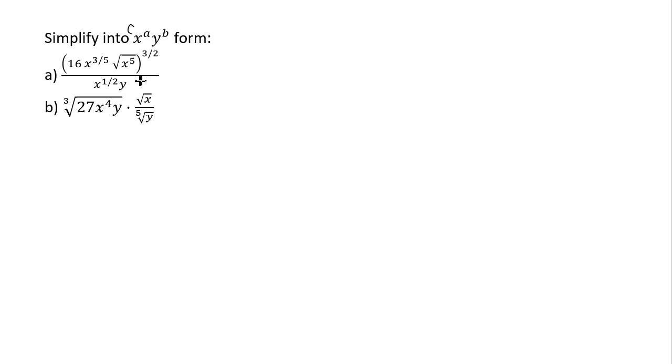Okay, so with these formulas in mind, let's try to simplify one by one. So let's work on the first one. So recall that 16 is 4 squared, or 2 to the 4th power is also possible. Let's just write 4 squared. X to the 3/5 power, and I just mentioned that square root is 1/2 power, and because of this 5, this is x to the 5 over 2 power, and that's multiplied by 3 over 2, and then you have to do x to the 1/2 power and y.